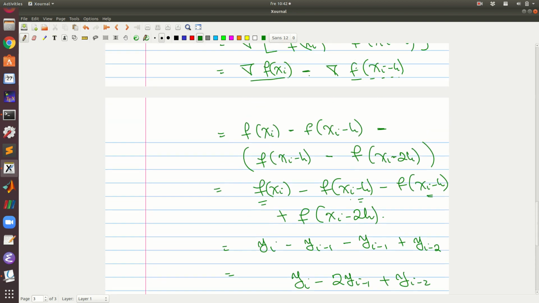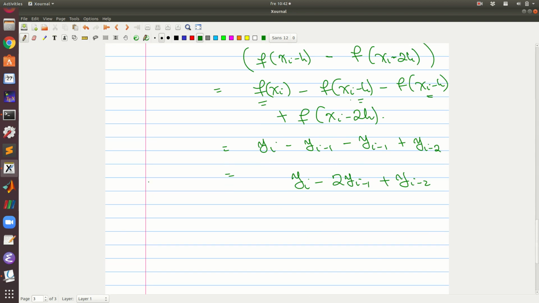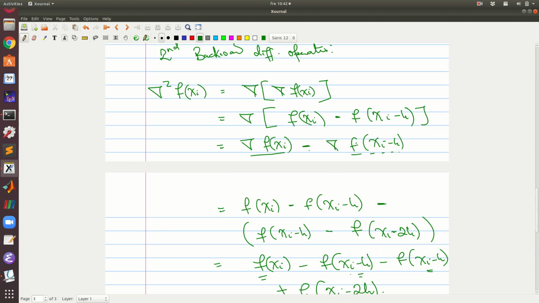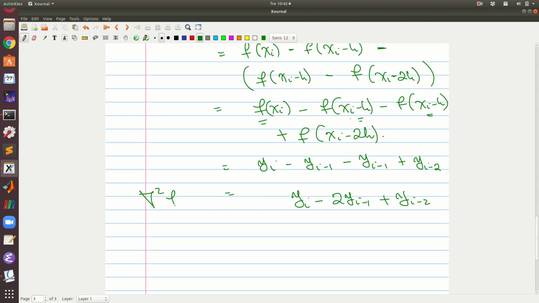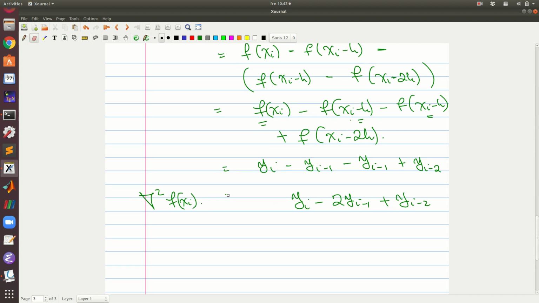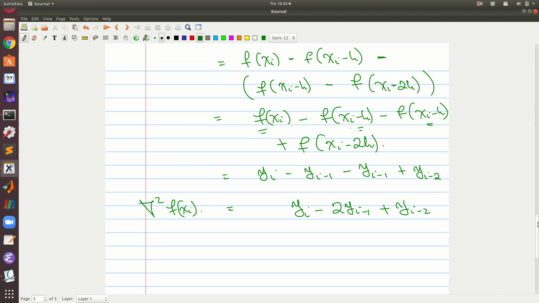So this is the second backward difference operator. Someone in the comments asked where these are used. These are very important, by the way, especially in the numerical approximation of differential equations.